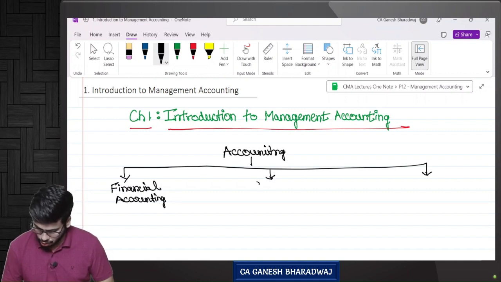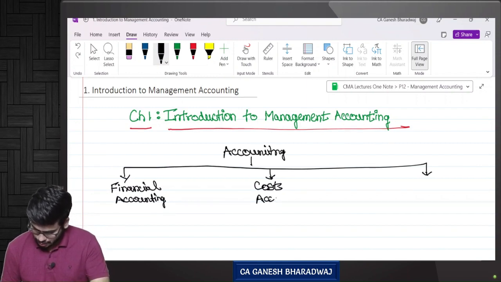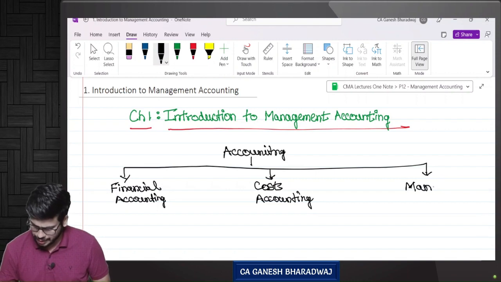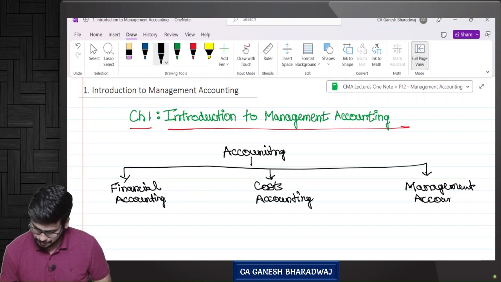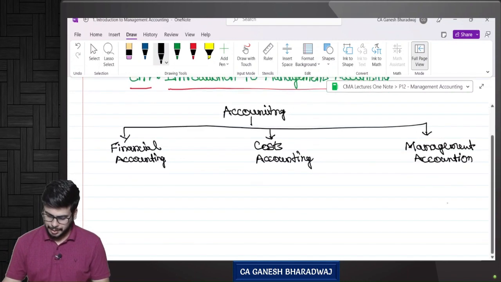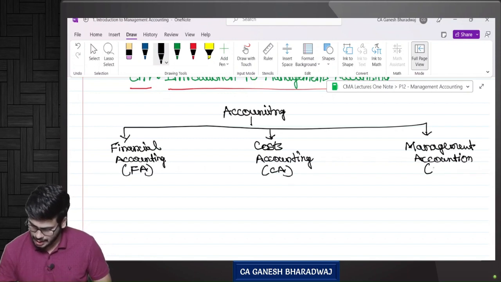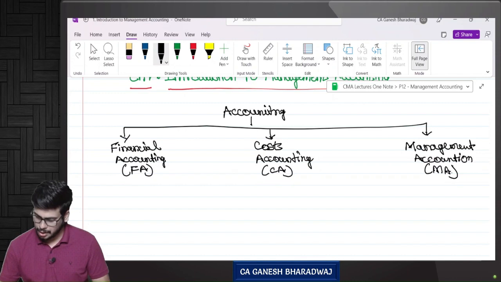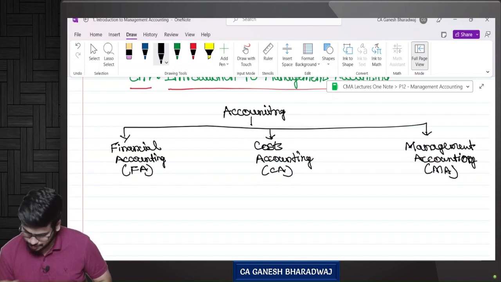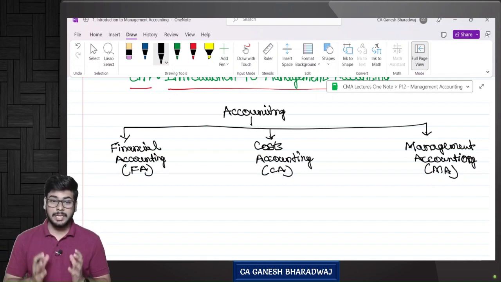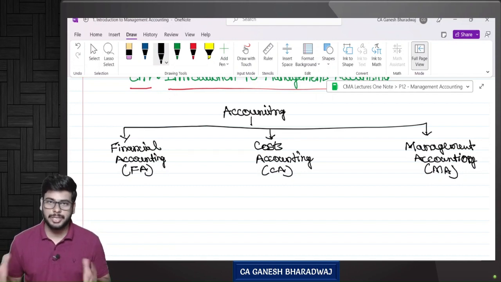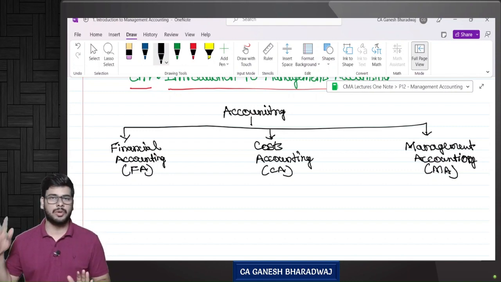Then you have something called cost accounting. And then you have something called management accounting. Don't worry, I will explain everything. Okay, fine. So for short form purpose, we will call this FA, financial accounting, CA, cost accounting, MA is going to be your management accounting. Now there are three different divisions in accounting itself: financial accounting, cost accounting, management accounting.